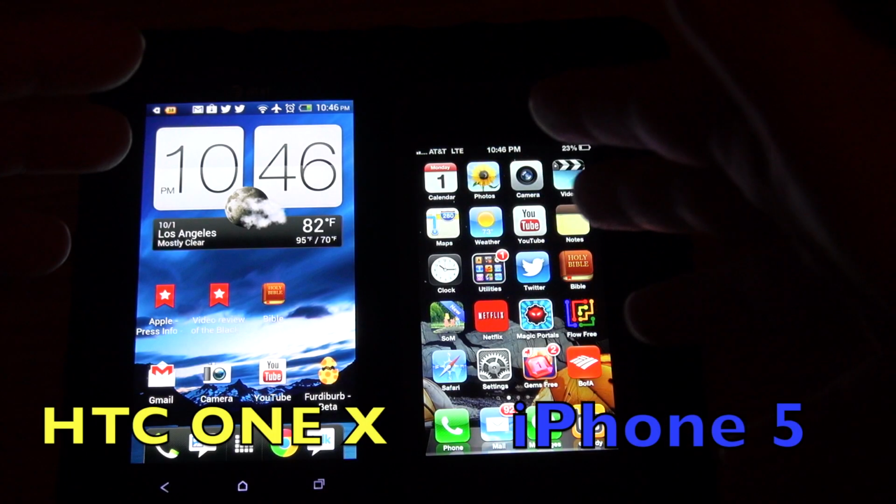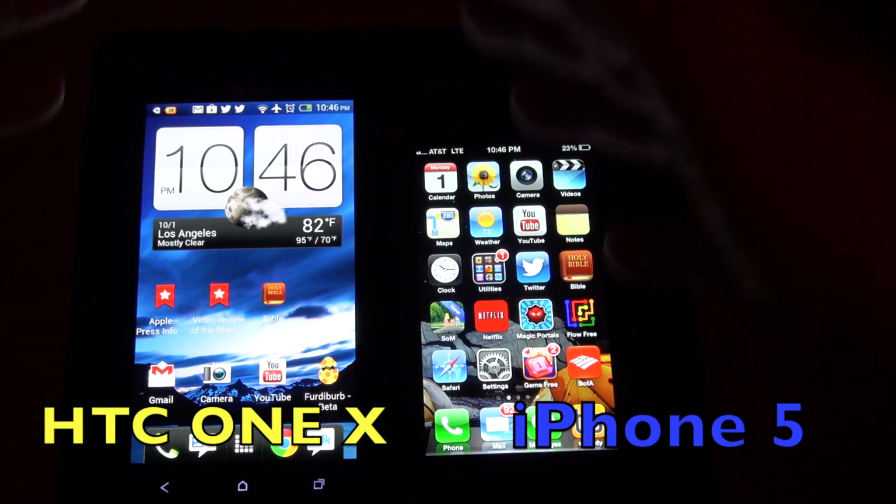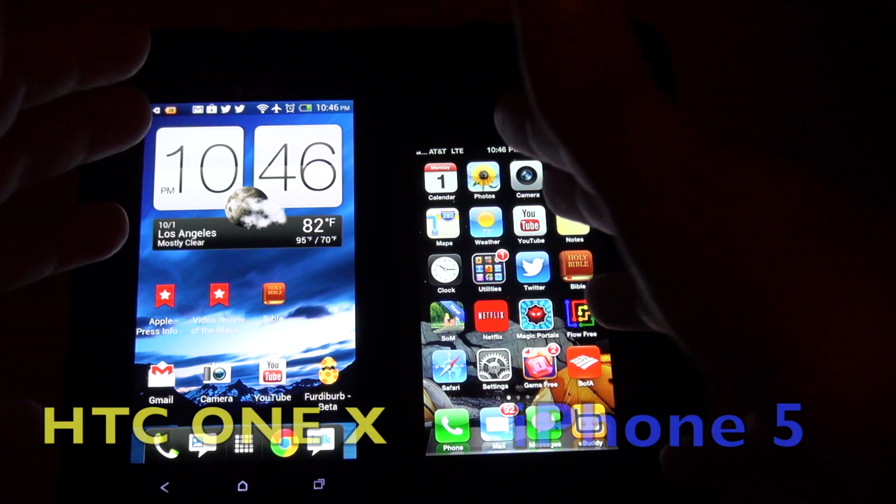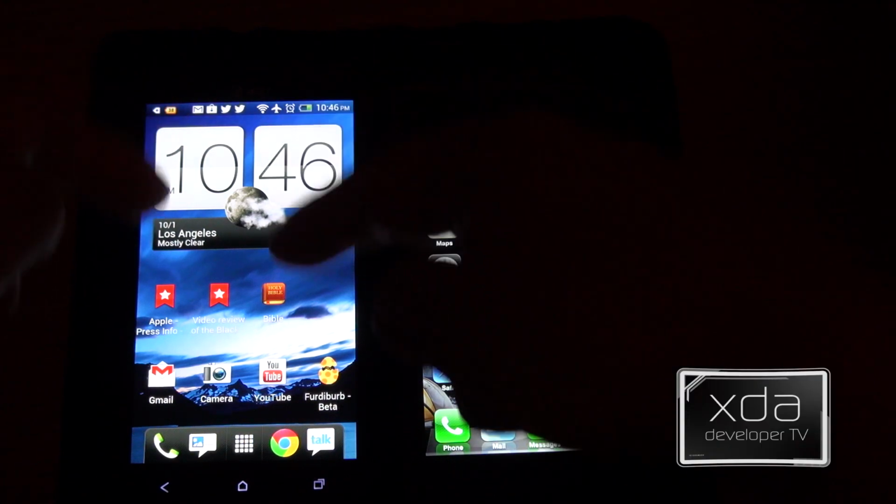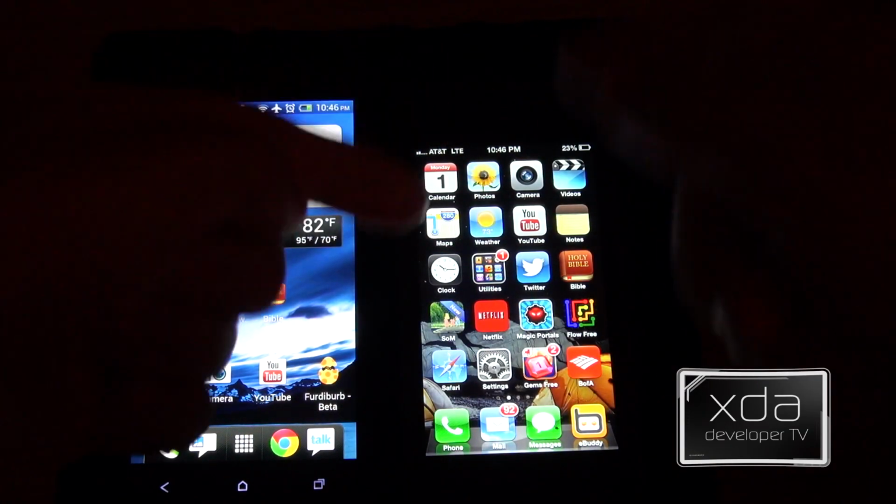So right here, for your viewing pleasure, we have two true HD screens. They are both the same technology. This is called Super LCD 2, and it's an IPS display.